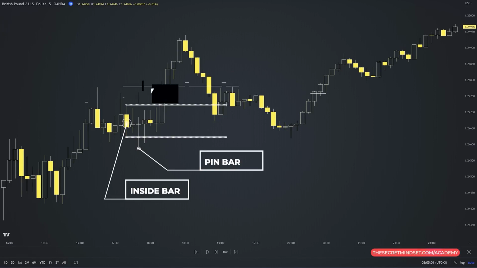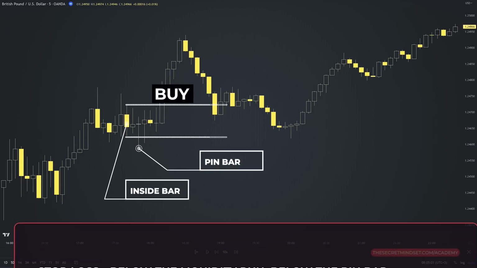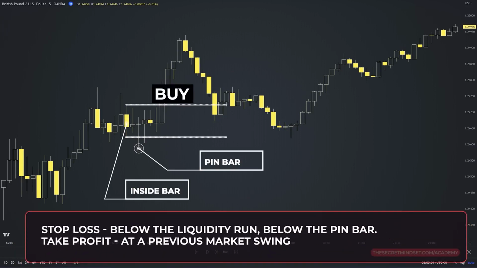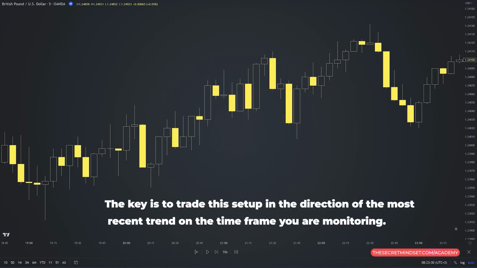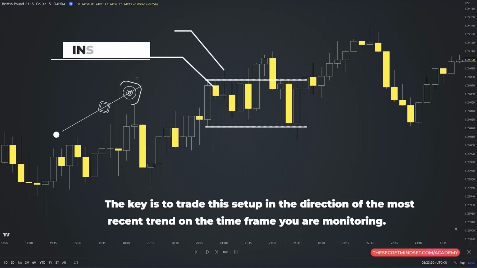You place a buy stop on the other side of the inside bar with a stop loss below the liquidity run or below the pin bar. With this setup, you take advantage of this manipulation instead of being trapped by the market. The key is to trade this setup in the direction of the most recent trend on the time frame you are monitoring. In this example, there's a small uptrend, and we find the setup right here.